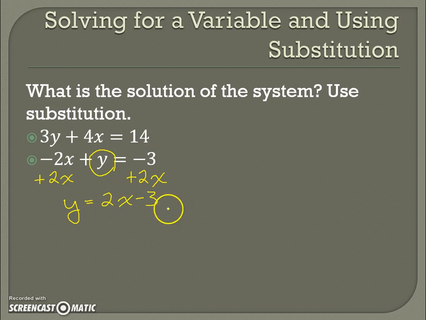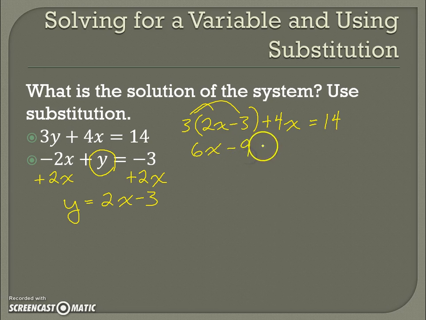So here I'm going to take this value and I'm going to substitute it in for this y. So I'll do this so I have a little room. 3, and then instead of y, I'm going to write 2x minus 3, because this says that y is the same thing as 2x minus 3. And then write the rest of the equation, plus 4x equals 14. I'm going to distribute my 3. So 6x minus 9 plus 4x equals 14. Combine some like terms.